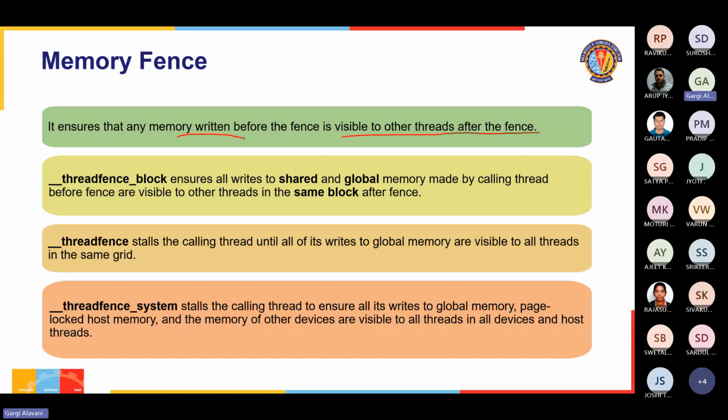You also have threadfence, which stalls the calling thread until all of its writes to global memory are visible to all the threads in the same grid. Then you have threadfence_system, which stalls the calling thread to ensure that all its writes to global memory, page-locked host memory, and the memory of other devices are visible to all the threads in all devices and host threads. So this is how you can put a fence and ensure that the data is consistent across different types of memories, depending on which kind of fence you utilize.